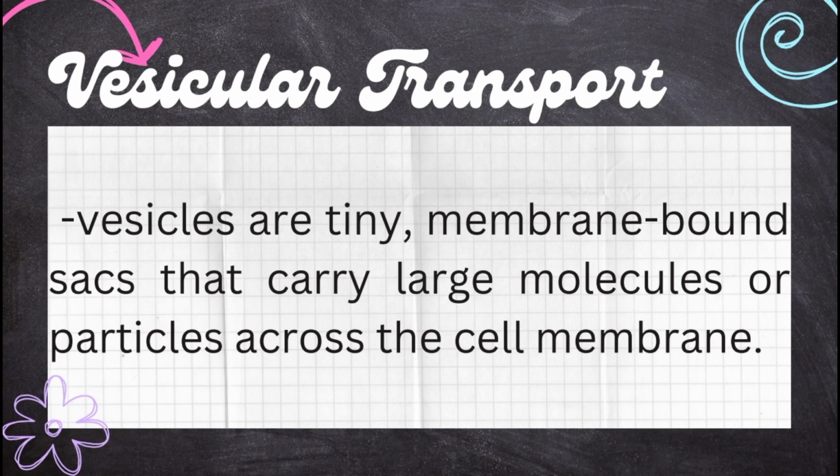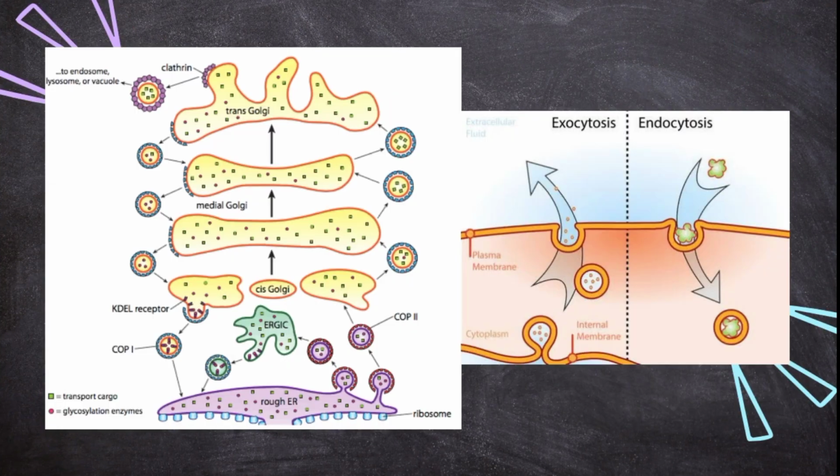Vesicles are tiny, membrane-bound sacs that carry large molecules or particles across the cell membrane. This process consists of two stages: exocytosis, which releases materials from the cell by fusing vesicles with the cell membrane; and endocytosis, in which the cell engulfs foreign objects by creating a vesicle around them. Vesicular transport is essential for the cell's ability to absorb nutrients, eliminate waste, and secrete a variety of substances.